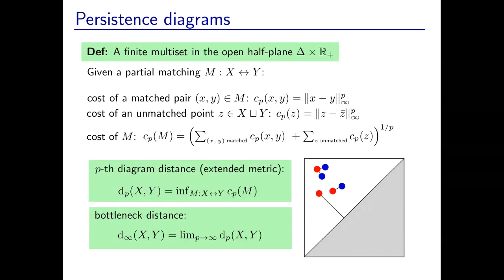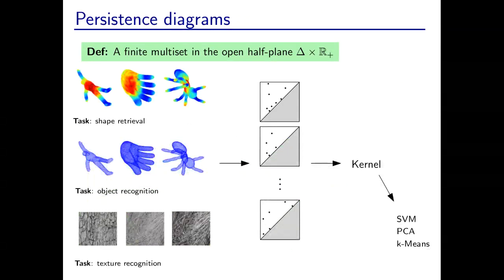So usually those distances are called Wasserstein distances for diagrams. In this presentation, I will call them diagram distances instead, because I'm also going to speak about the Wasserstein distance between probability distributions, so I don't want to mix things up. So instead of calling this distance Wasserstein distance for diagrams, I'll call them diagram distances.